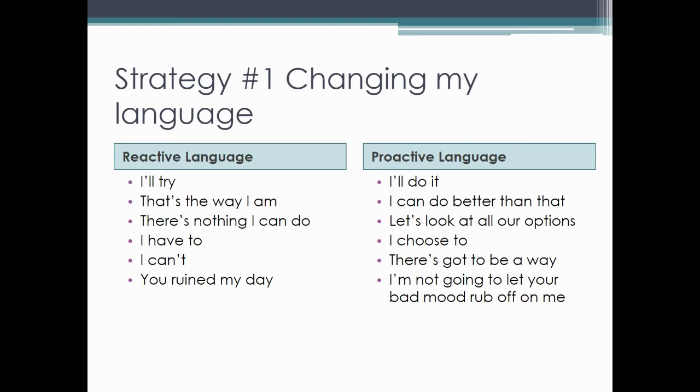Instead of saying I have to, you can say I choose to, right? So even though there are things that we have to do as people, you're choosing to do them. You always have a choice. You have to do your homework if you want to pass, but you can choose to do your homework and you are going to view it in a different way, right?